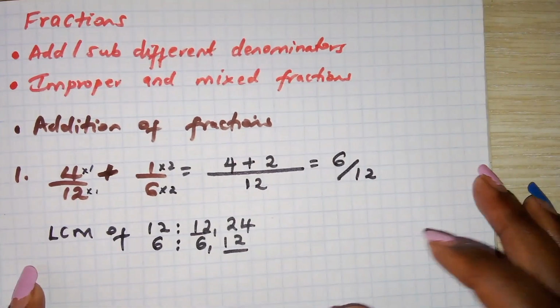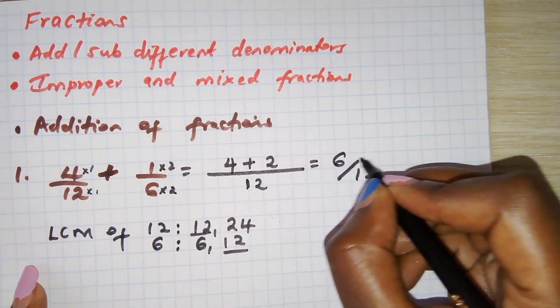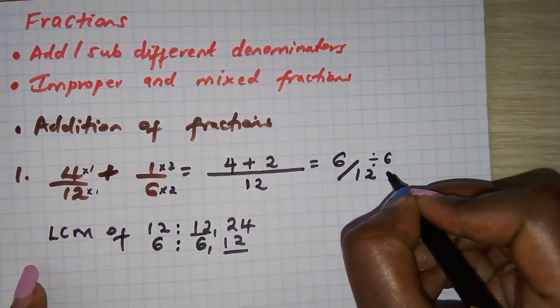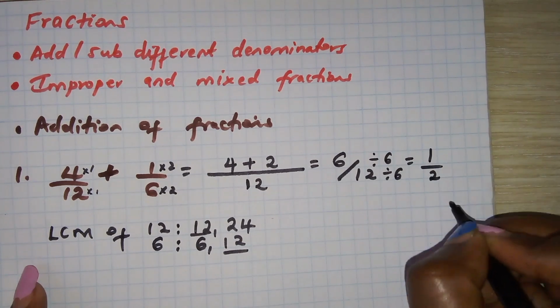And in fractions, you always have to simplify your fraction. You have to leave it in the lowest terms. So both of the numbers can be divided by 6. Divide both numbers by 6 and you get 1 out of 2.